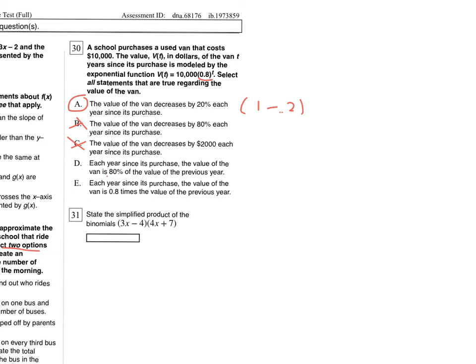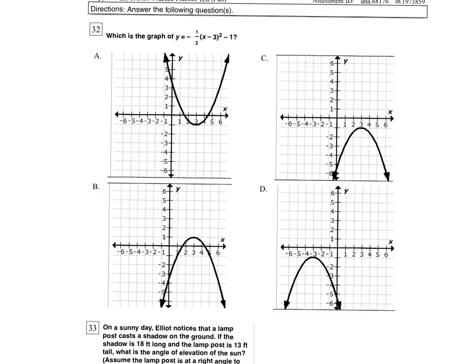And then this one says 80% of the value. That's actually correct because they don't say 80% less, they say 80% of, and that kind of matches up here with E, 0.8 times. 31 here is just asking you to FOIL and combine like terms, so I'll let you guys see that one on your own.